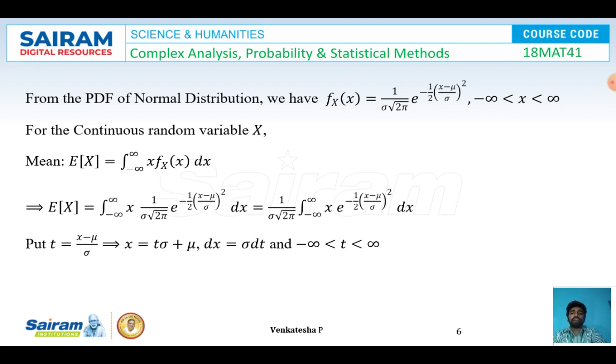Okay, now we have to find the limits for the t variable. At the lower limit, x equals minus infinity, so in this expression I'll get t equal to minus infinity as the lower limit.